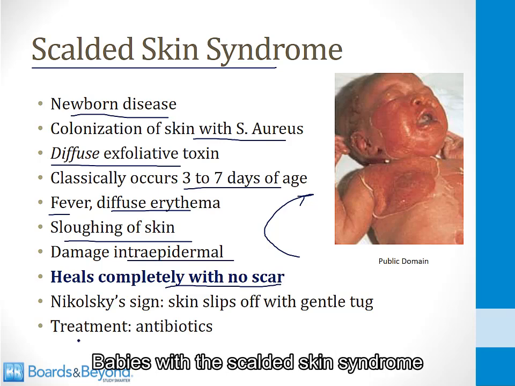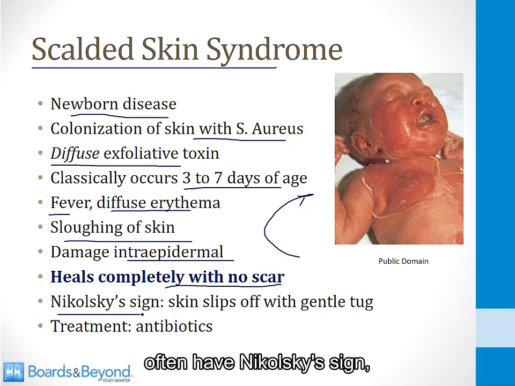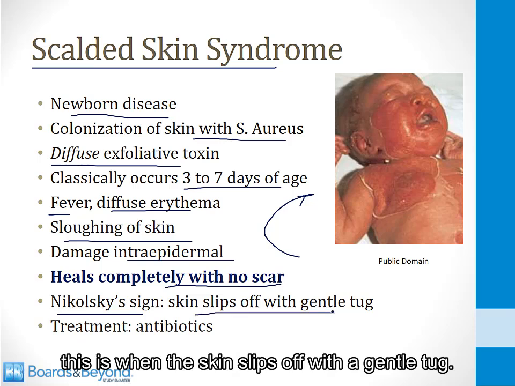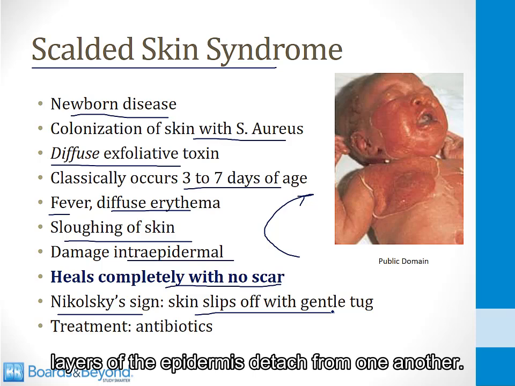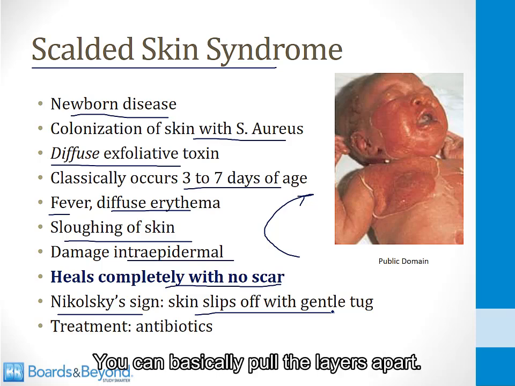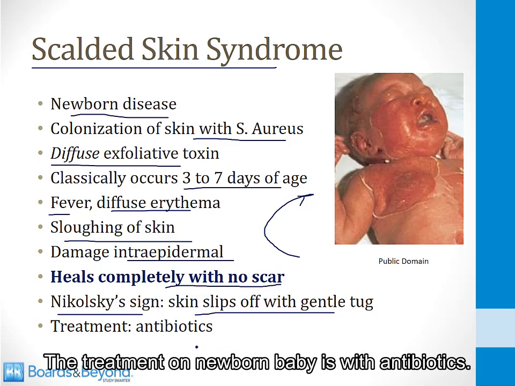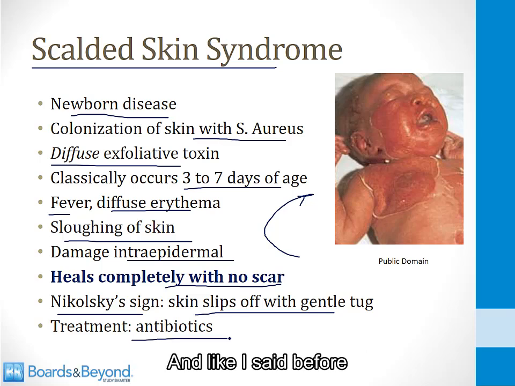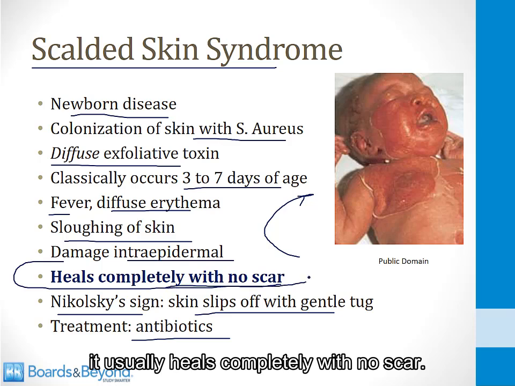Babies with the scalded skin syndrome often have Nikolsky's sign. This is when the skin slips off with a gentle tug. This happens anytime layers of the epidermis detach from one another. You can basically pull the layers apart. The treatment in a newborn baby is with antibiotics, and like I said before, it usually heals completely with no scar.